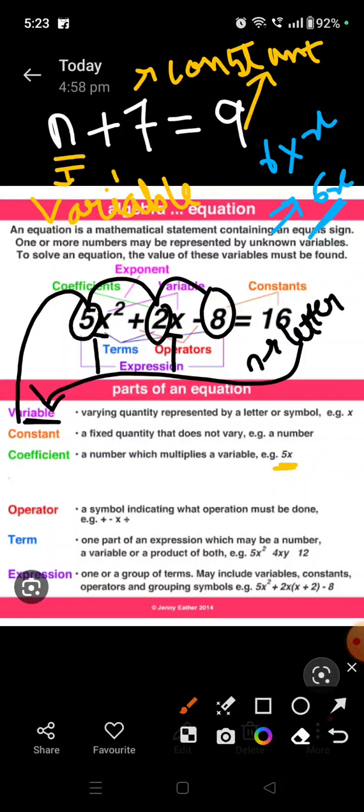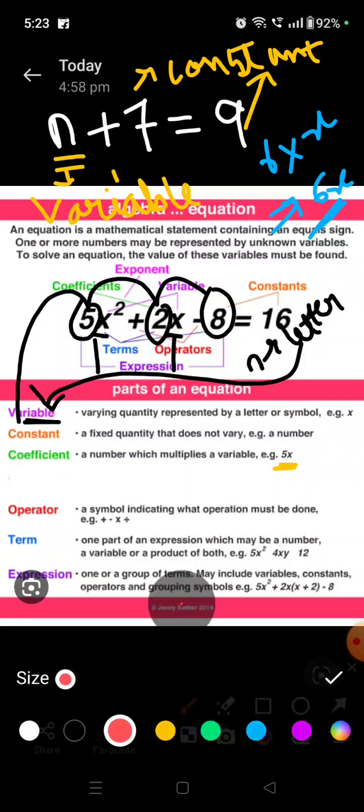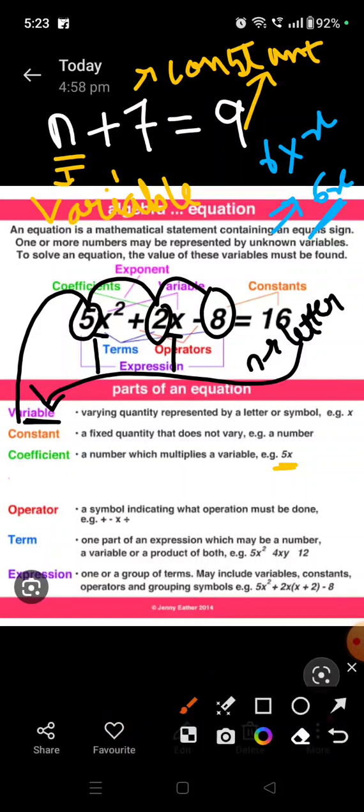Okay, we gave a space. Now what does operator mean? See, operator means these symbols, like plus, minus, into, divide. These are sums, right? These are sums.